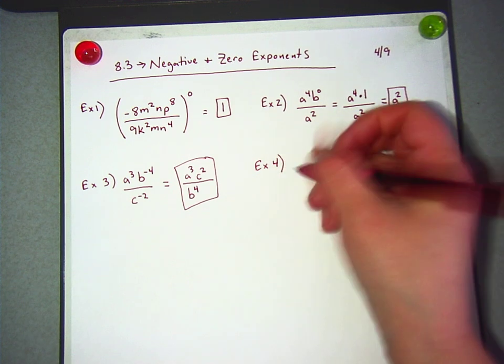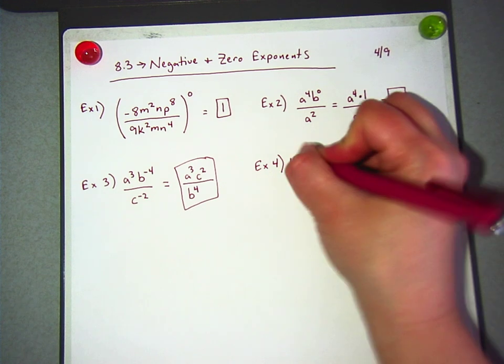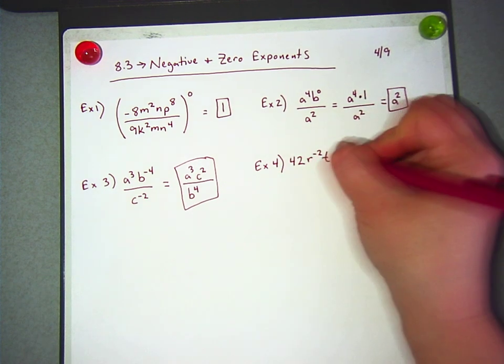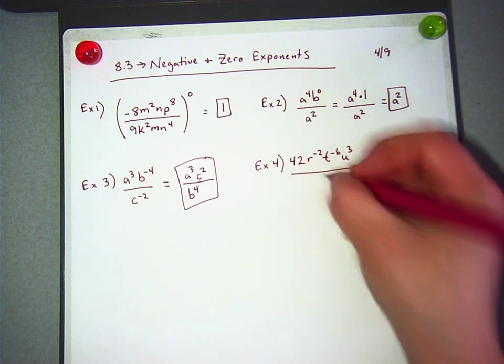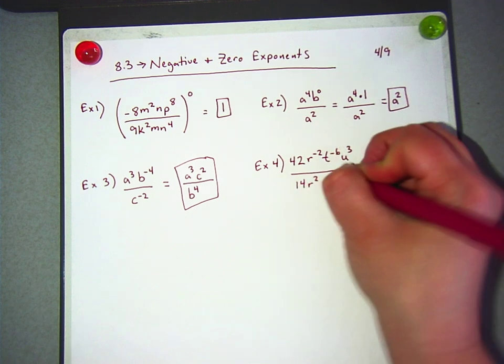Example 4. 42 r to the negative 2, t to the negative 6, u to the 3rd power over 14 r squared u to the negative 3.